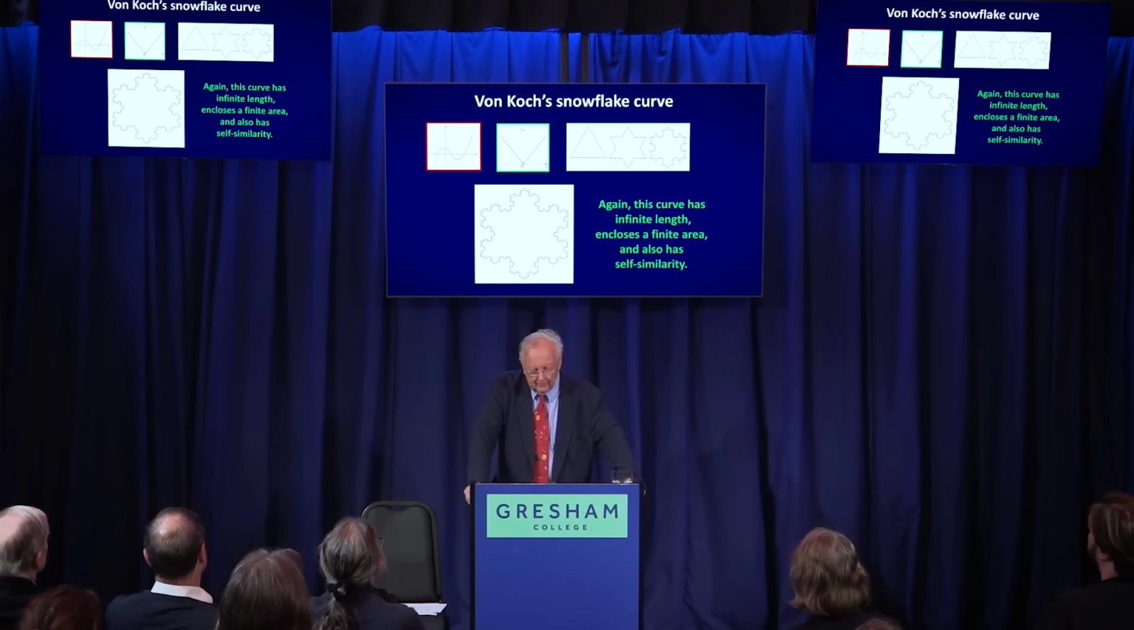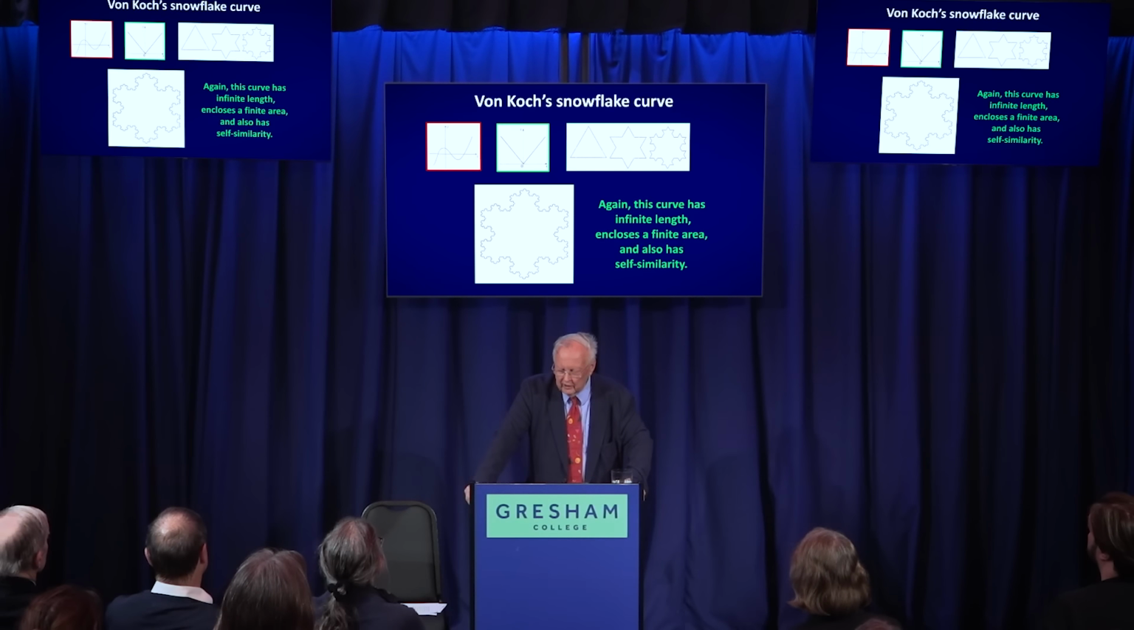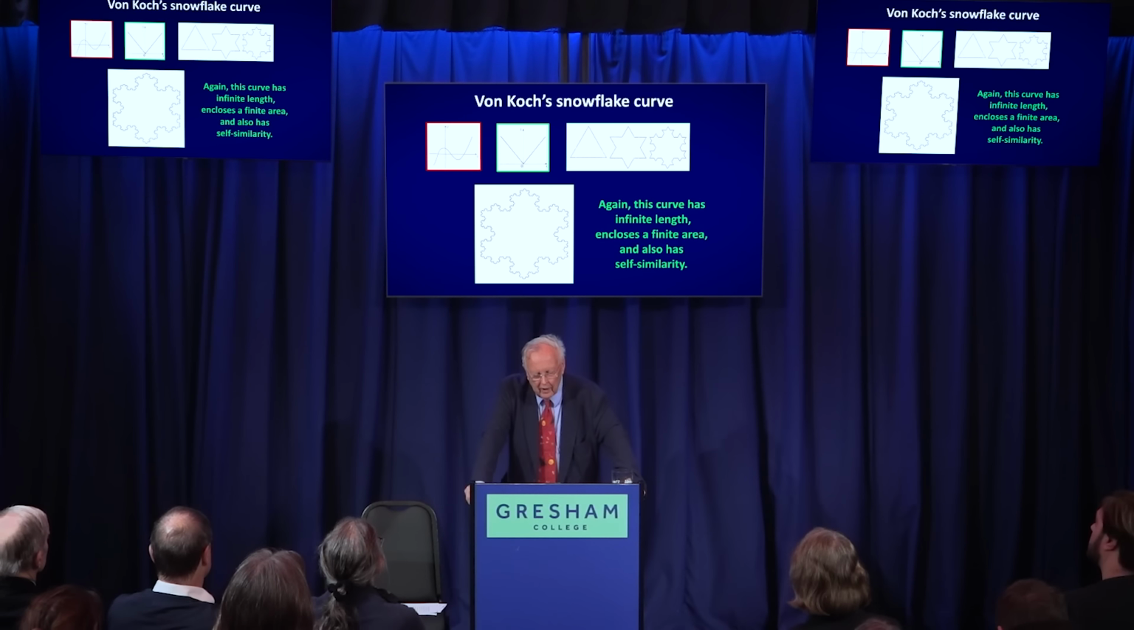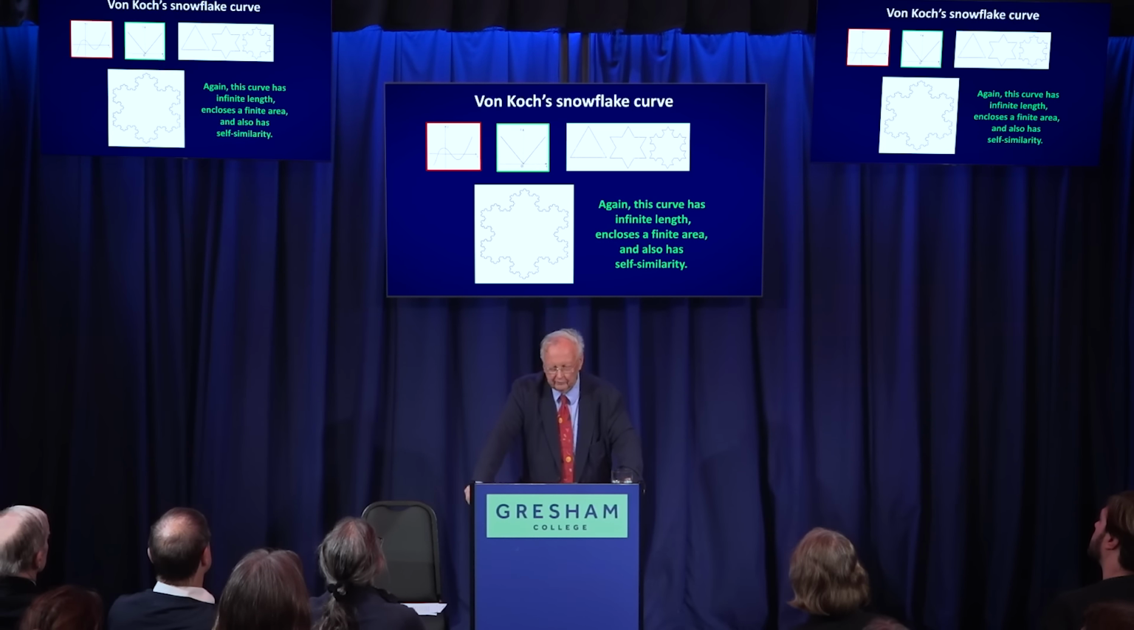But in 1872, the German mathematician Carl Weierstrass shocked the mathematical world by describing a continuous curve with a corner at every point. In 1904, the Swedish mathematician Helge von Koch produced another continuous curve in which every point is a corner. This was his snowflake curve.